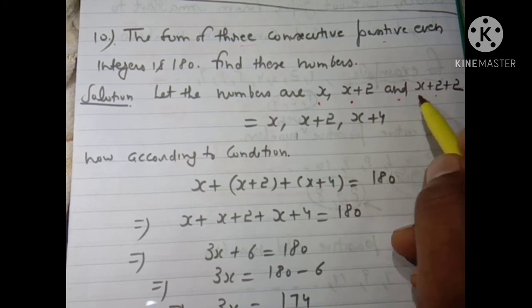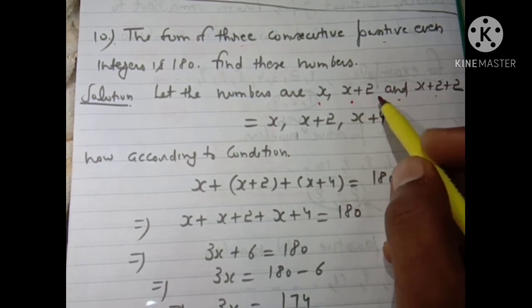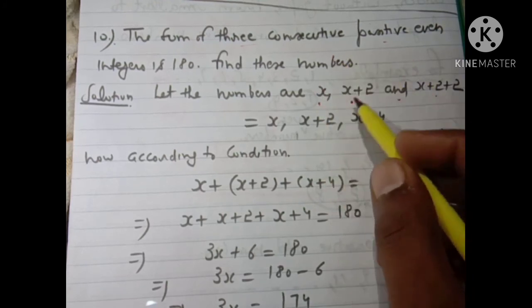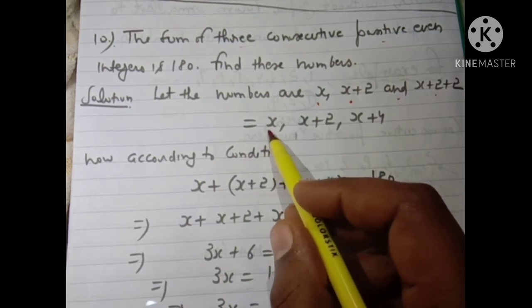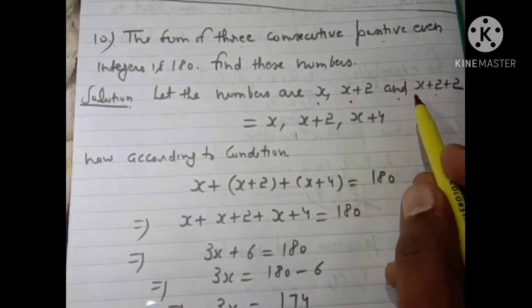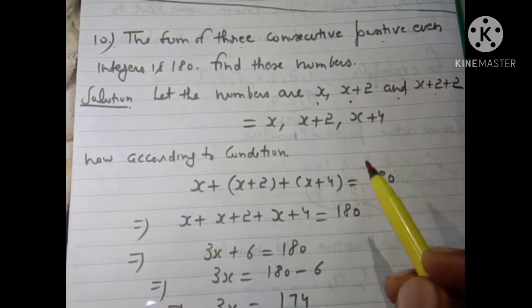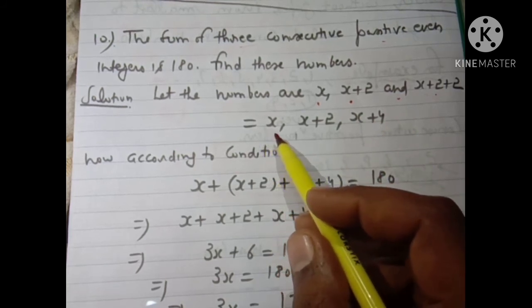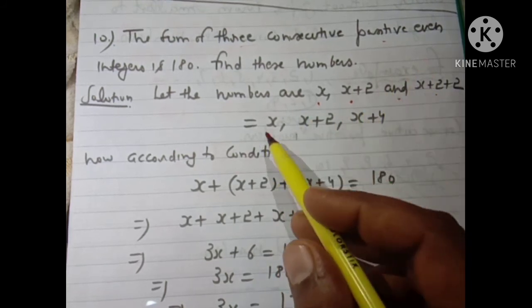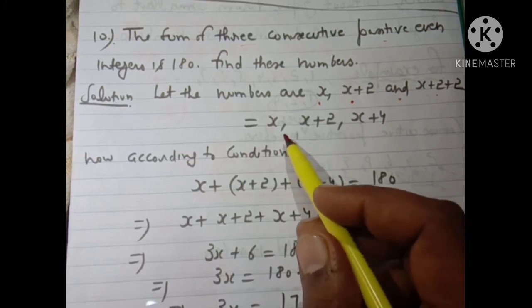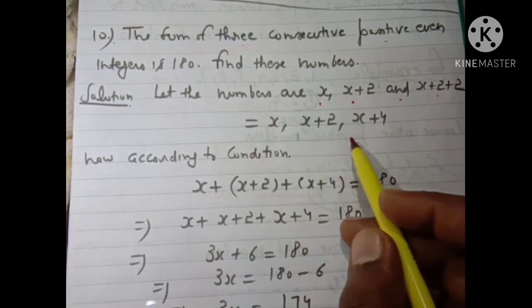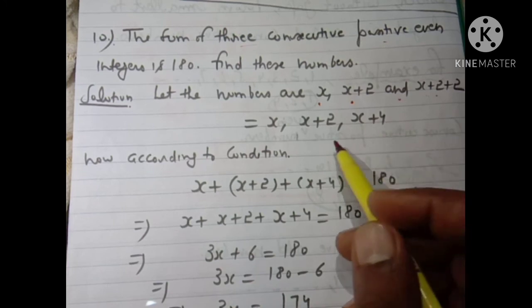In this way we can write down the consecutive even numbers, and it will become x, then x plus 2, and then x plus 2 plus 2, which is x plus 4. So in this way we can take the values of the consecutive even integers. So this is x, then x plus 2, and then x plus 4. I hope this is clear to you.